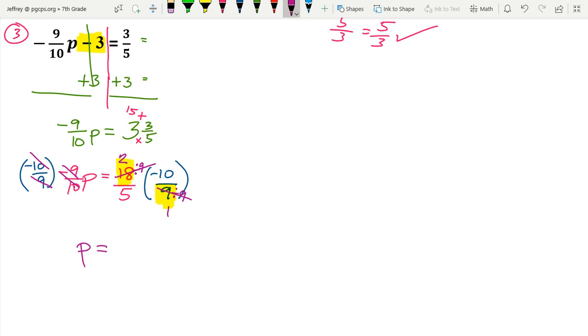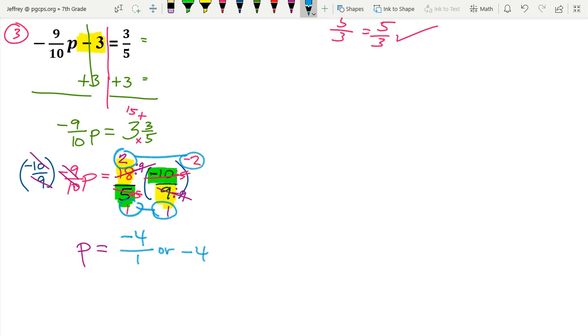Now, let's do the other side. The numerator and its opposite denominator. What number can we divide into 10 and 5 evenly? That's going to be 5. So 5 divided by 5 gives me 1. Negative 10 divided by 5 will give me a negative 2. Now I can multiply straight across. I'm going to do 2 times negative 2 is a negative 4, and 1 times 1 is a 1, so our answer is negative 4.